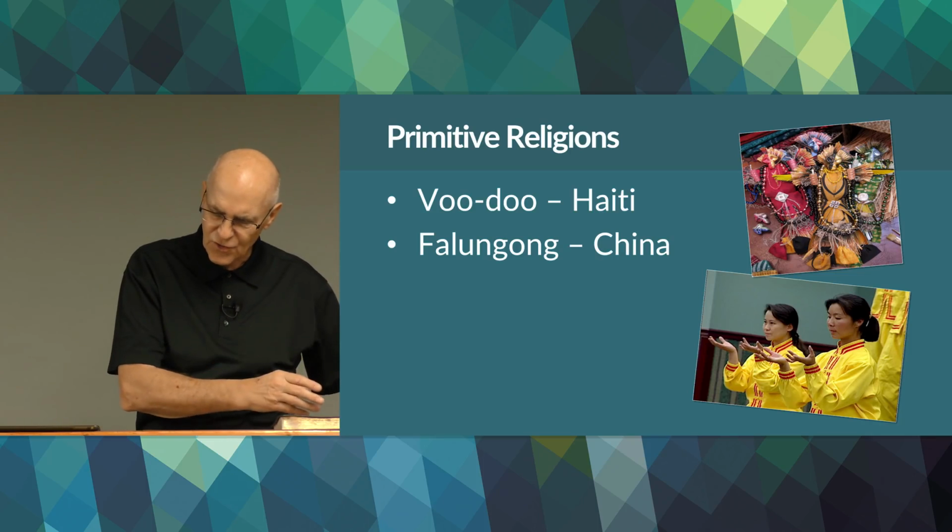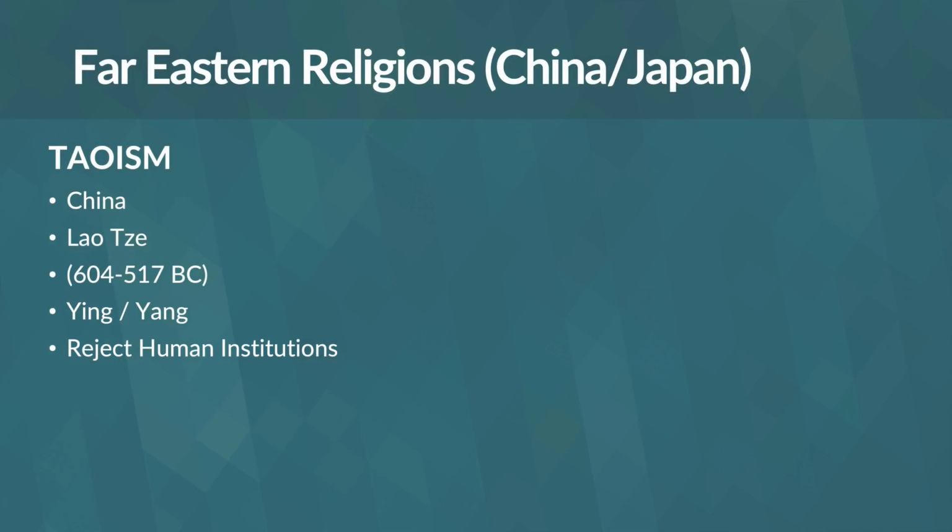The Far Eastern religions. The first of which is Taoism. You pronounce the T like a D. Taoism, that comes from China. Was founded by Lao Tse, and he lived 604 to 517 BC.